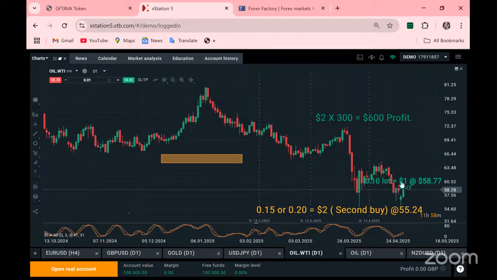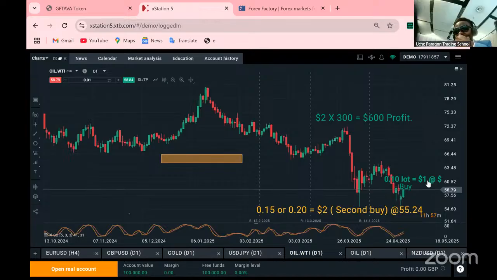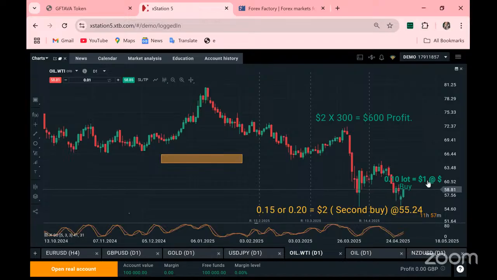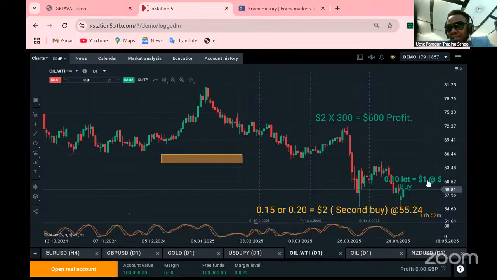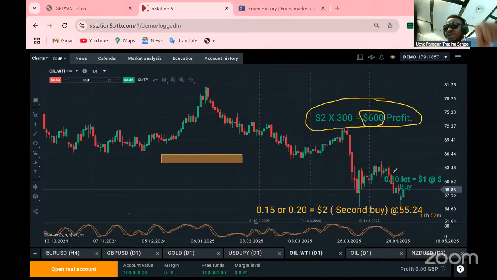Okay, sir. I wanted to ask, instead of increasing your lot size, why not open another trade? I just wanted to be sure of that. Yes, you can open another trade on the same loss side, but the only thing is that you will not make profit. You can only recover without the profit. Here, you recover with 600. Remember, you lost 300. So you have recovered that one and gained additional, I mean, from this market that went up.